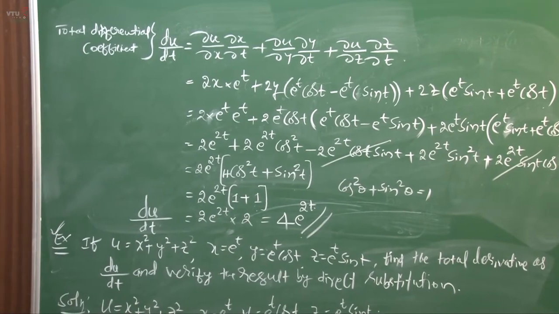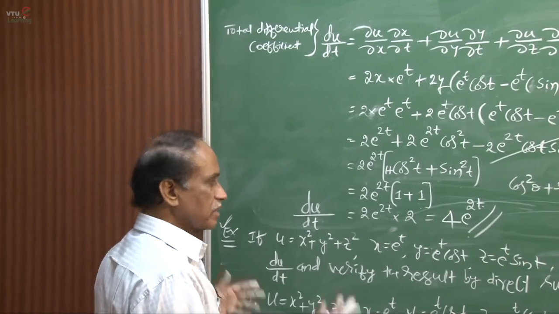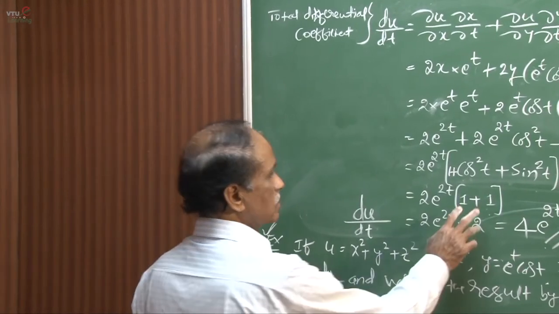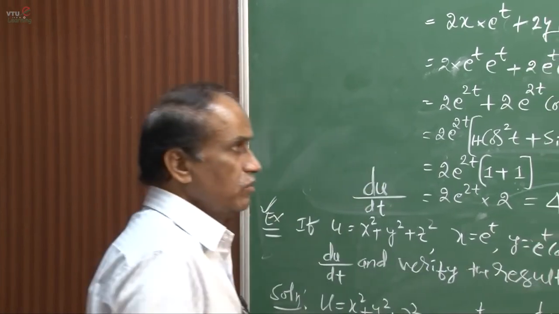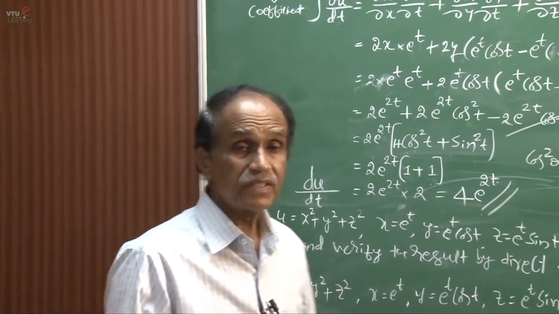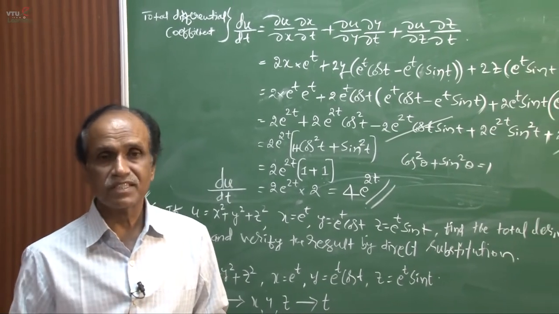is the total derivative value. Total derivative means with respect to an ordinary symbol, an ordinary derivative, not a partial derivative. So 1 plus 1 is 2, and 2 multiplied by 2, then you will be getting 4. Now whether your answer is correct or not, you have to go for verification. That is what is asked in this problem.